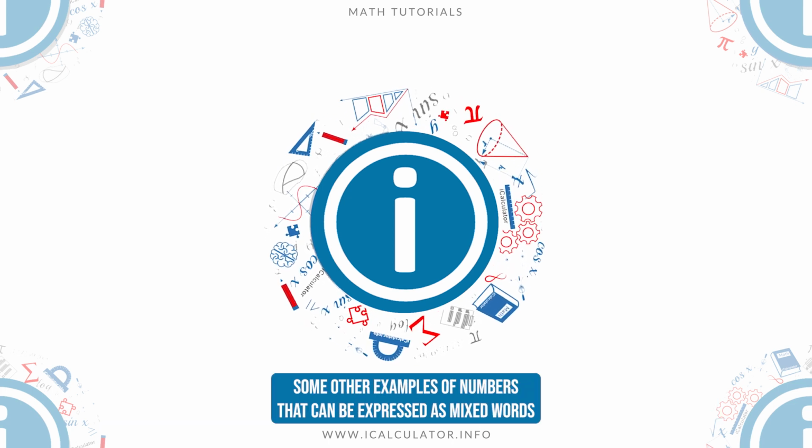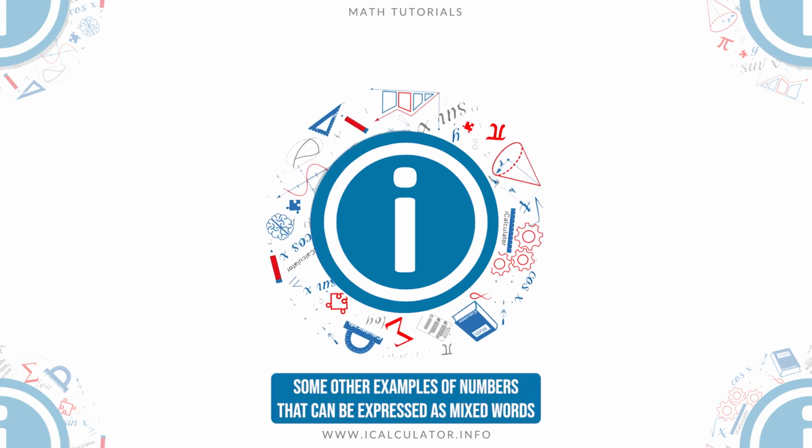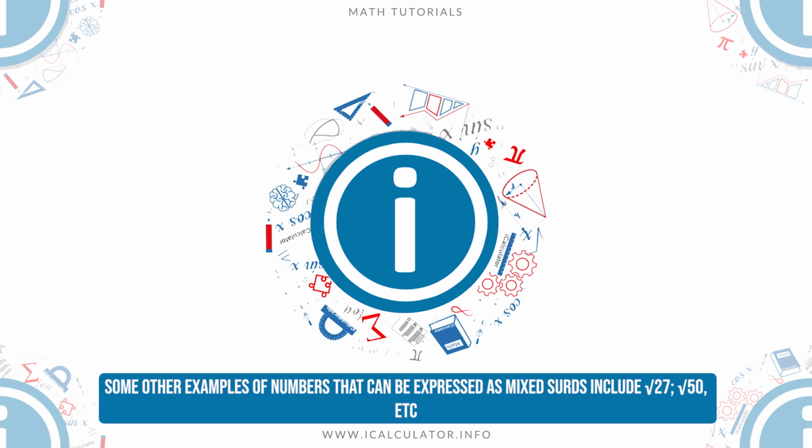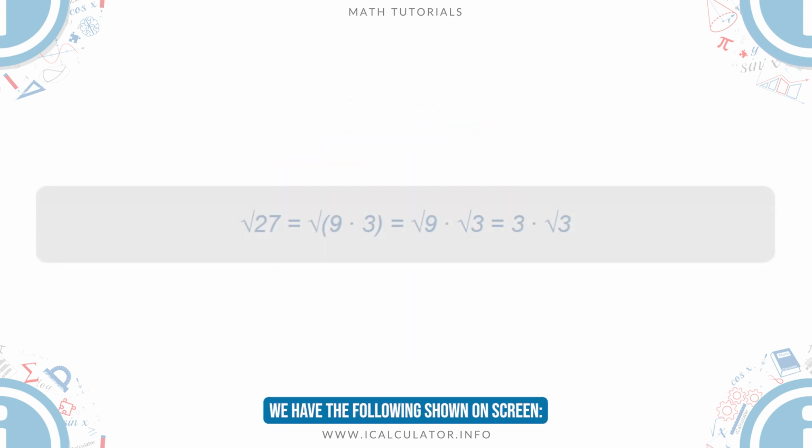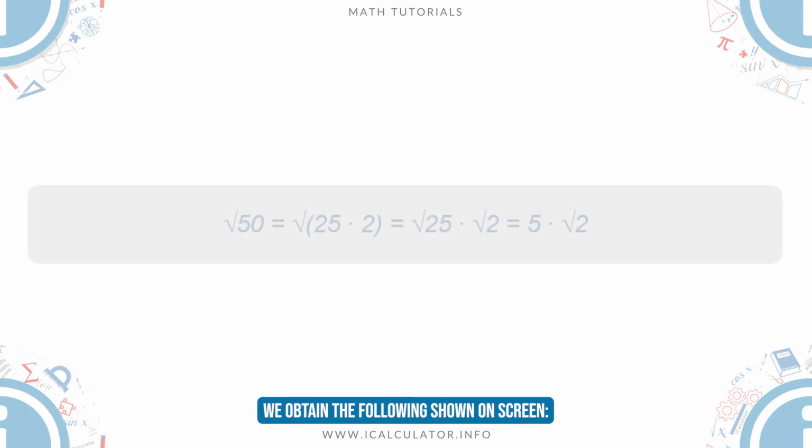Some other examples of numbers that can be expressed as mixed surds include square root of 27, square root of 50, etc. We have the following shown on screen. We obtain the following shown on screen.